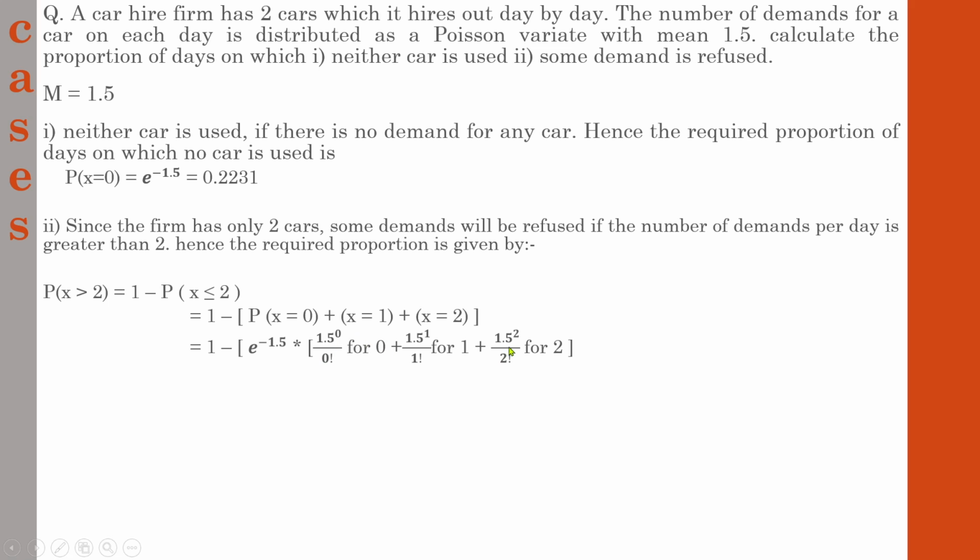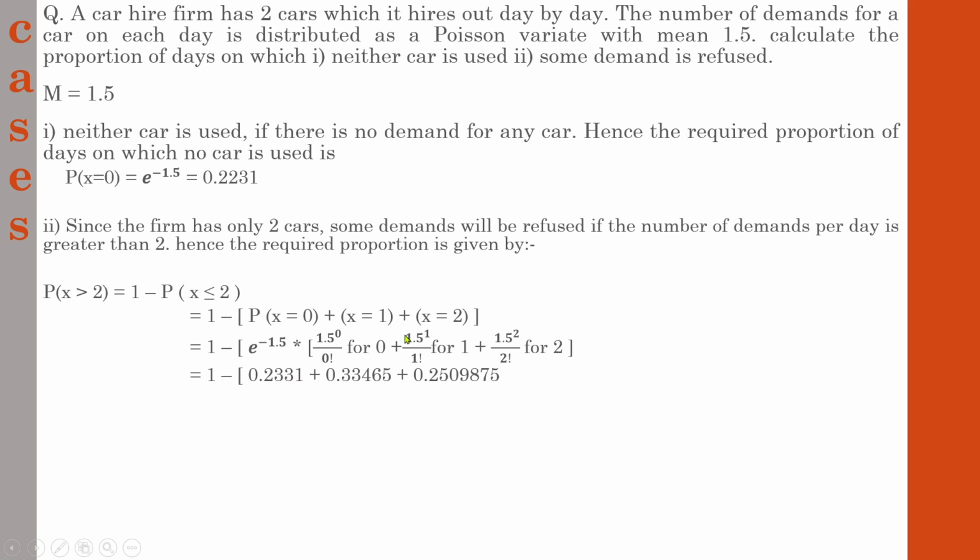In case of 0, if it is 1, you need not put for 1 again. For 1 it is 1.5 raised to 1 divided by 1 factorial, and for 2 it will be 1.5 raised to 2 divided by 2 factorial. So if you solve using the Poisson distribution situation, it will be 1 minus 0.2331, that is the table value of e raised to minus 1.5, and this value into this one, here it will be 1. So this value into this one, we have got this one.